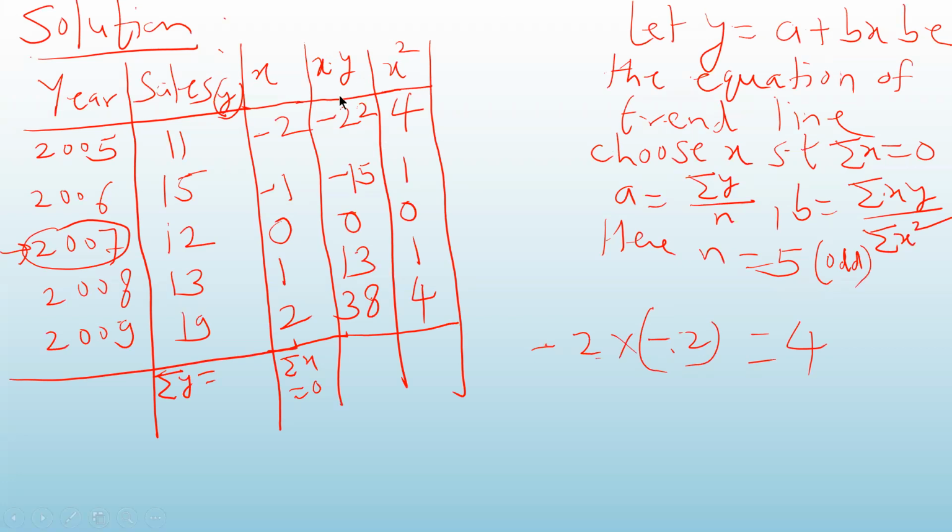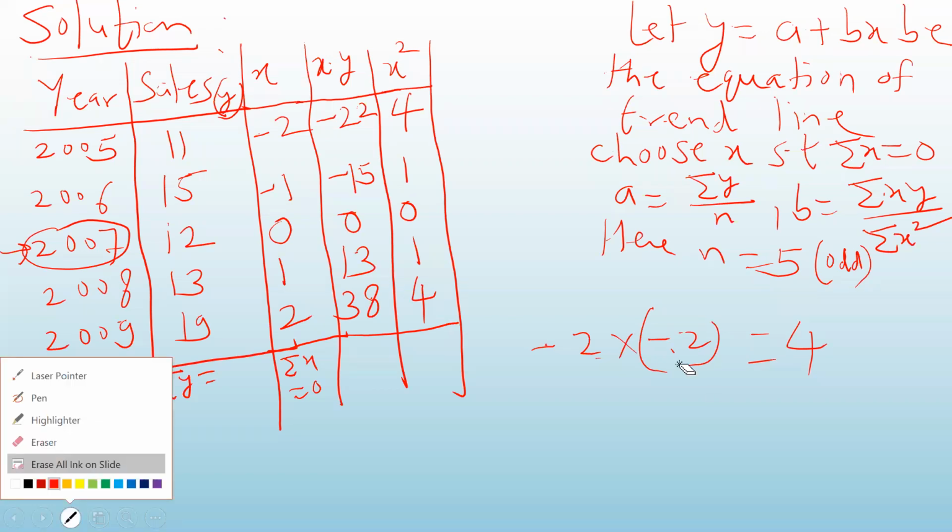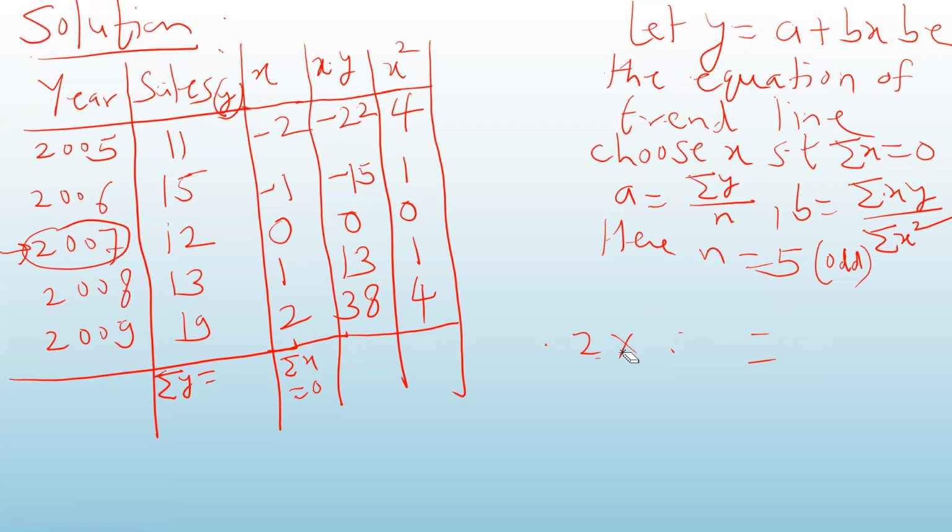Now take the sum. Look here, you need the sum of all the columns. First of all, let us take the sum of the column Y, because you need to calculate this for A. So summation of Y, what do you have to do? 11 plus 15 plus 12 plus 13 plus 19. That will give you 70. So summation of Y column is 70. If you add these values, you get 70.